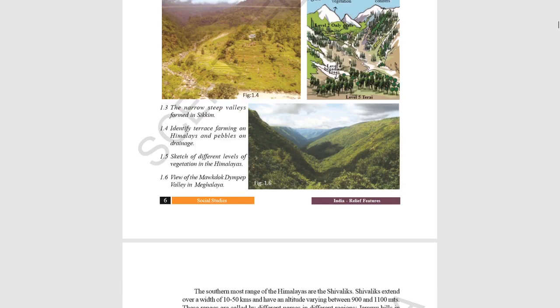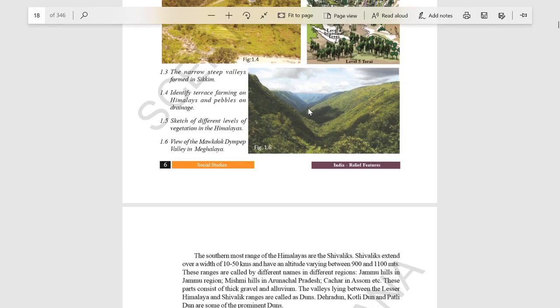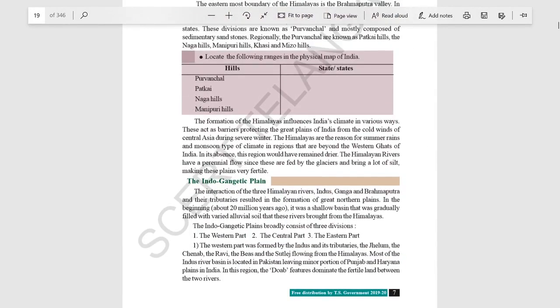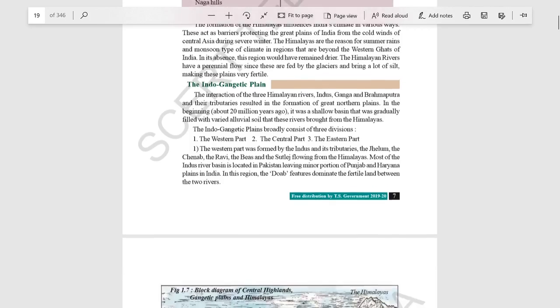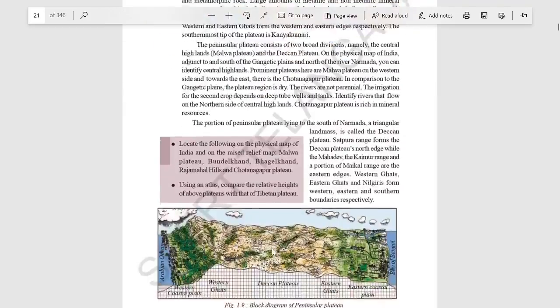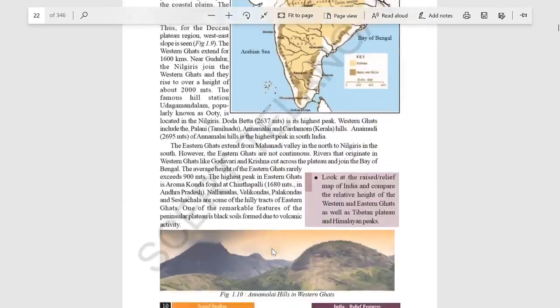View of the Madok Daimpep Valley in Meghalaya. This one. Hills: Purvanchal, Patkai, Naga Hills, Manipuri Hills. I have a map on that, so you can locate all these hills and in which state they are located. You can see the western part, central part, eastern parts. Let me show you. And the peninsular plateau also we have covered.